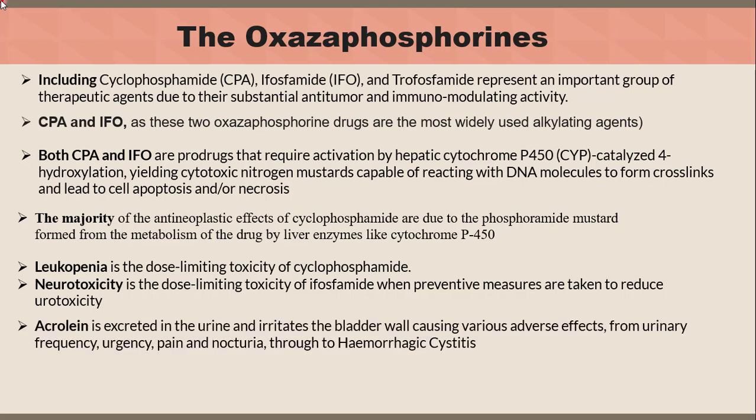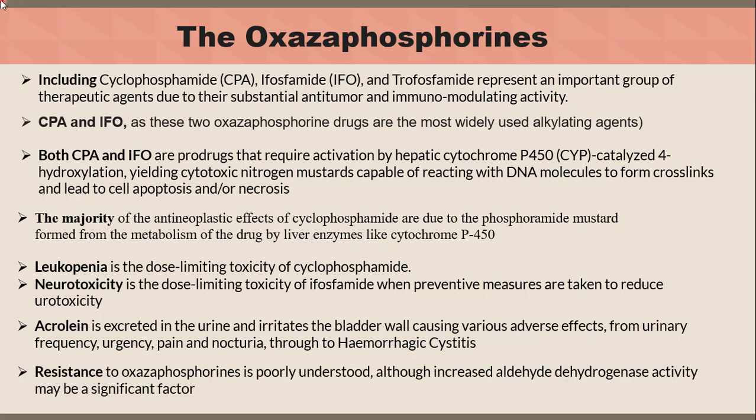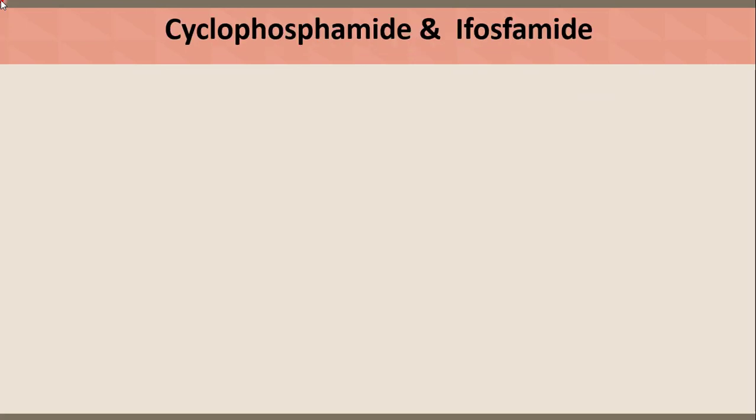Acrolein is excreted in the urine and irritates the bladder wall, causing various adverse effects from urinary frequency, urgency, pain, and nocturia to hemorrhagic cystitis. Resistance to oxazaphosphorines is poorly understood, although increased aldehyde dehydrogenase activity may be a significant factor. In this slide, we're going to simplify the mechanism of action as much as we can for cyclophosphamide and ifosfamide.